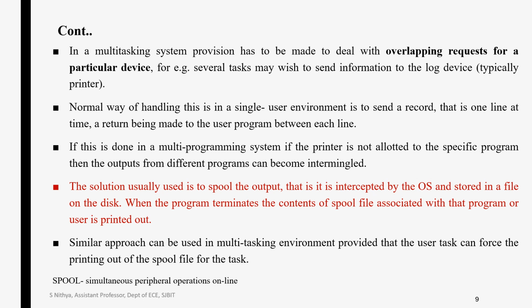If the printer is not allocated to a specific program, then the output from different programs can become intermingled. The solution usually used is to spool the output, that is, it is intercepted by the operating system and stored in a file on the disk. When the program terminates, the content of the spool file associated with that program is sent to the printer. A similar approach can be used in the multitasking environment, provided that the user task can force the printout of the spool file of the task.